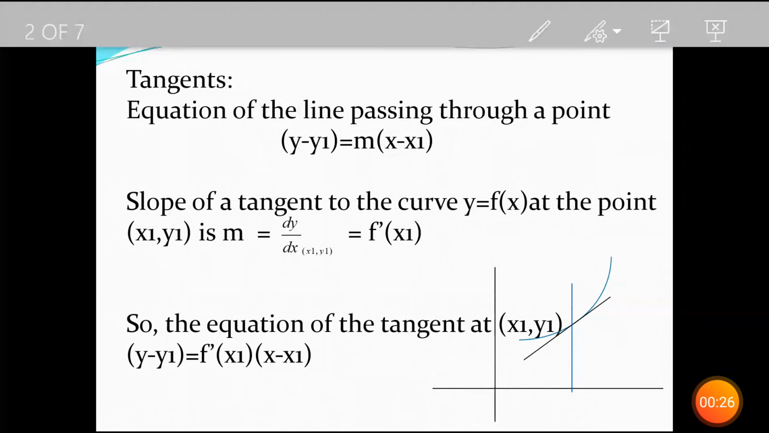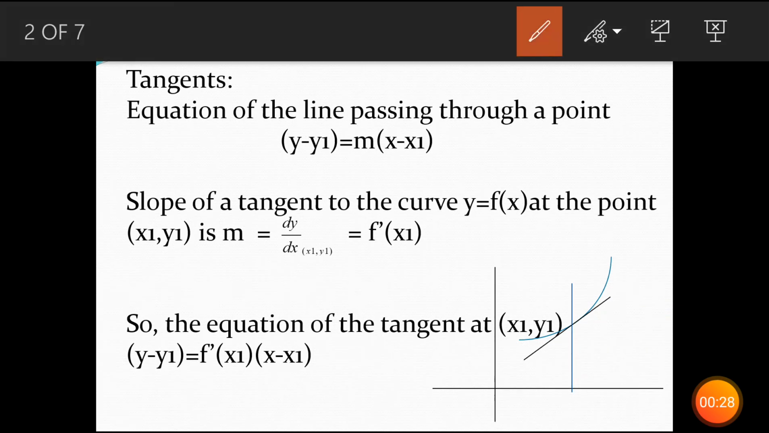In very easy language you can understand tangent in this way, that tangent is just a line that touches the curve at one point. Suppose this point is (x1, y1), then tangent is a line that touches the curve at this point. It does not intersect the curve, it only touches the curve. Both things are very different.